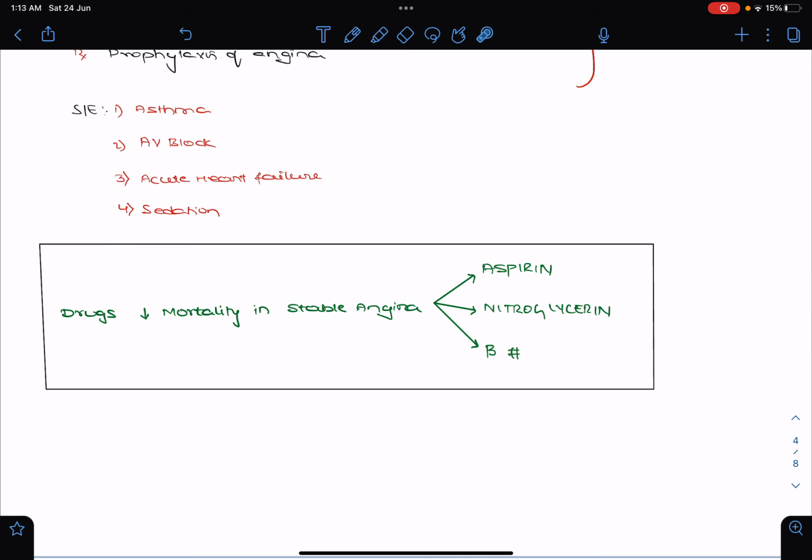So basically, what are the drugs which can decrease the mortality in stable angina, thereby you can increase the survival rate? So those are aspirin. So aspirin is an antiplatelet drug. It is given at low dose. Low dose means around 40 milligram to around 325 milligram. And we have nitroglycerin as well as beta blockers. So the three drugs that will reduce the mortality in case of stable angina are aspirin, nitroglycerin and beta blockers.